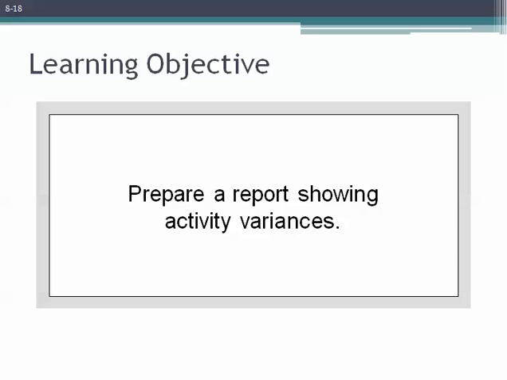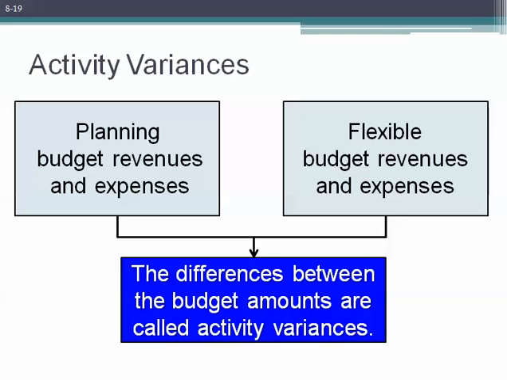In this learning objective, we'll prepare a report showing activity variances. Activity variances are simply the difference between our planning budget revenues and expenses and our flexible budget revenues and expenses. Our planning budget was what we expected to do in terms of an activity level before our operating period began, and our flexible budget is based on our actual level of activity. And again, the difference between these arises purely because of a difference in the level of activity or output.